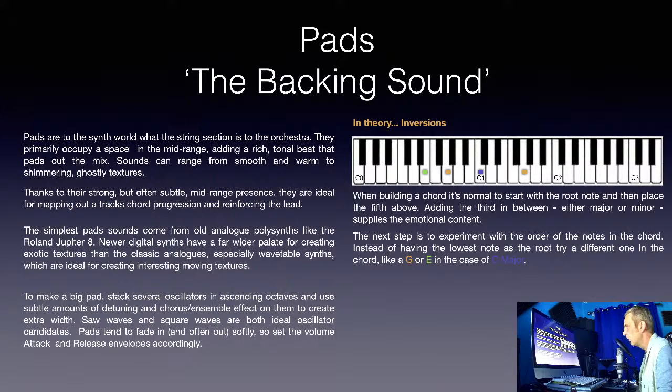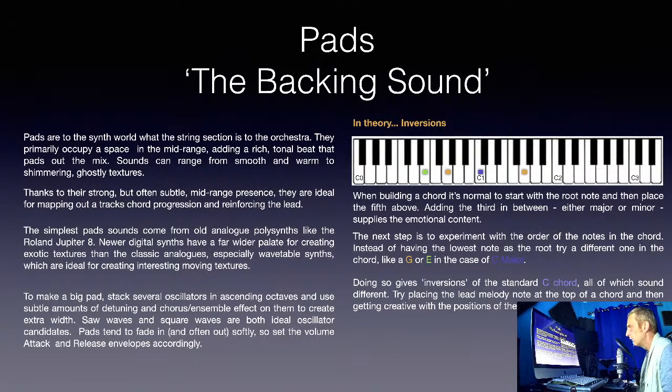So we could alternate that chord and play E, G, C. There's slight variations of it. So you're always just alternating the notes up and down. I'll show you some examples soon. Doing so gives inversions of the standard C chord, all of which sound different. Try placing the lead melody note at the top of a chord and then get creative with the positions of the notes below.